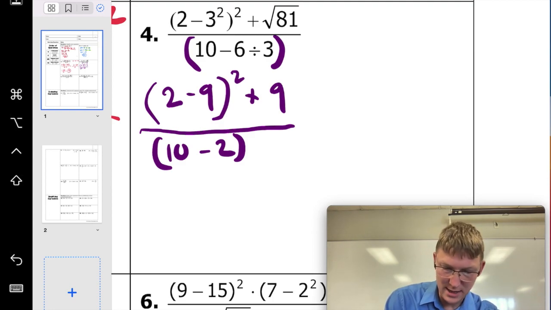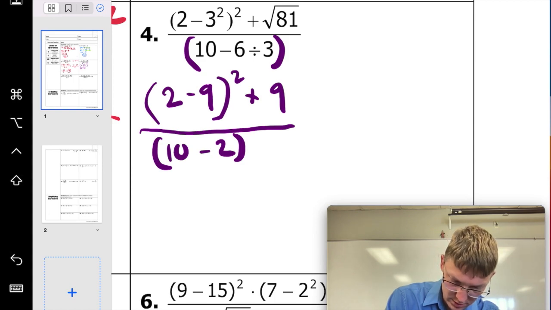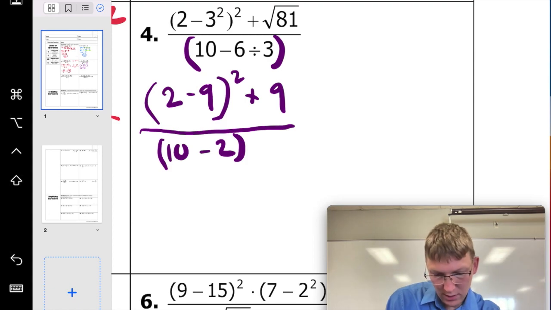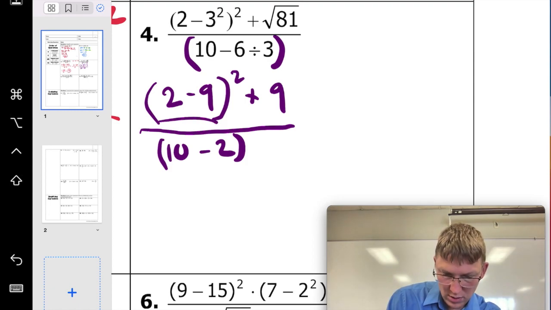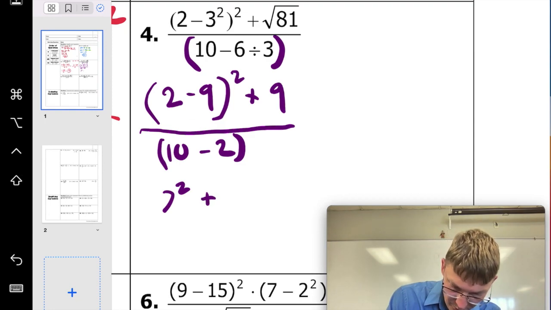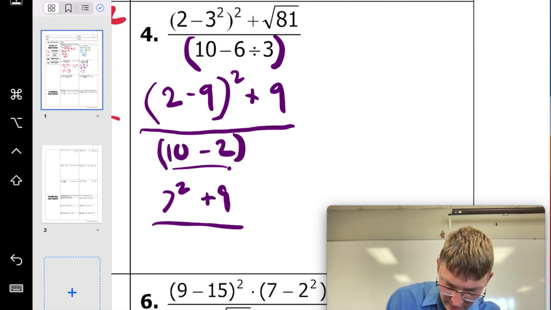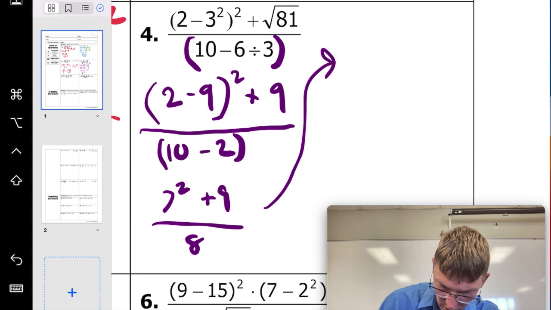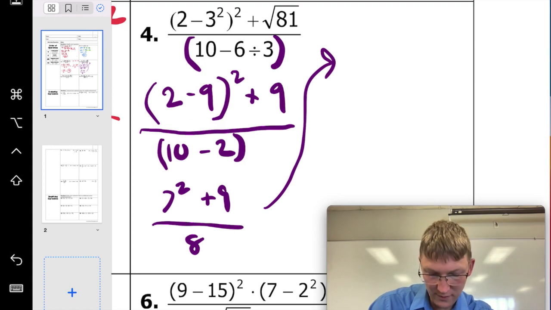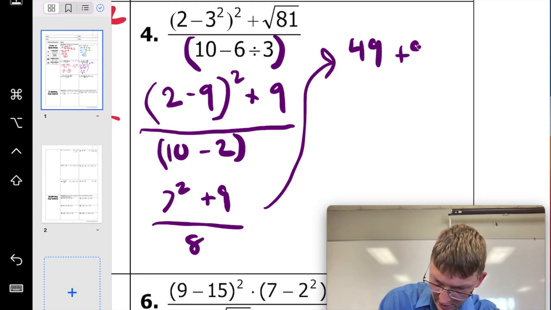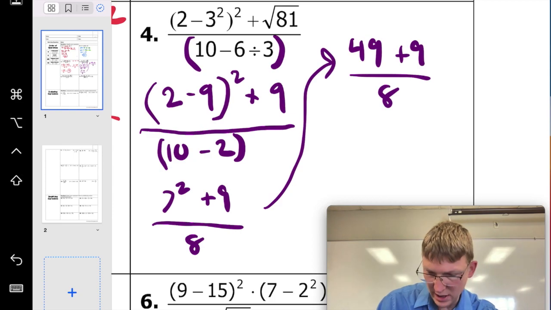Okay, so our next step. Let's see here. We've got a grouping symbol here. So 2 minus 9, 10, 9, 8, 7. So we've got 7 squared plus 9. We're not going to do anything with the 9 yet. And then 10 minus 2 inside of a grouping symbol is 8. Okay, so we'll go up there. 7 squared, 7 times 7 is 49. Plus 9 over 8. Didn't touch anything else.